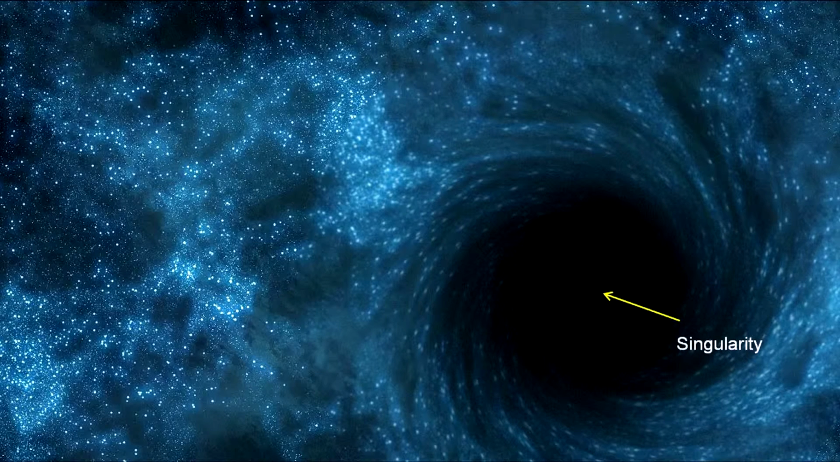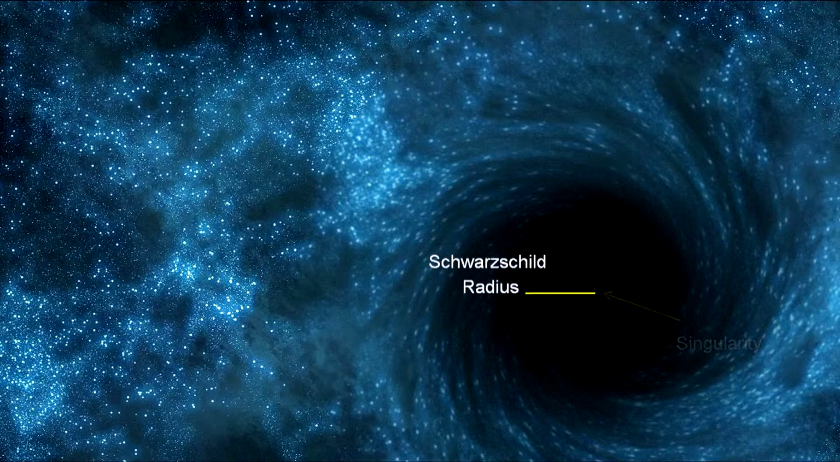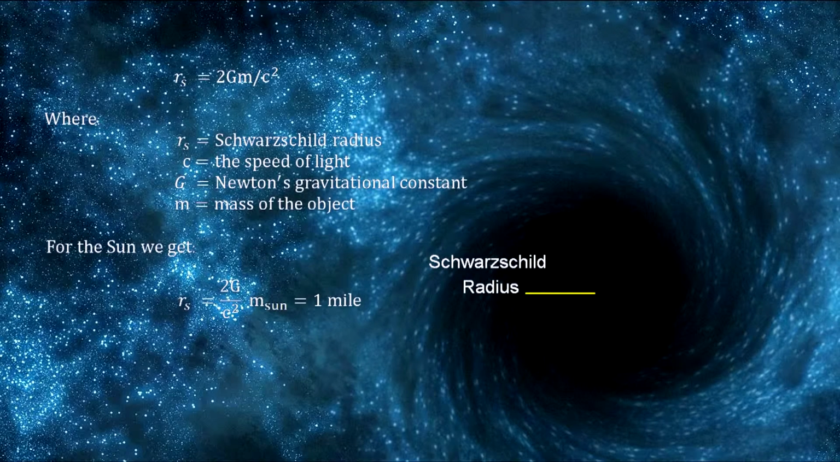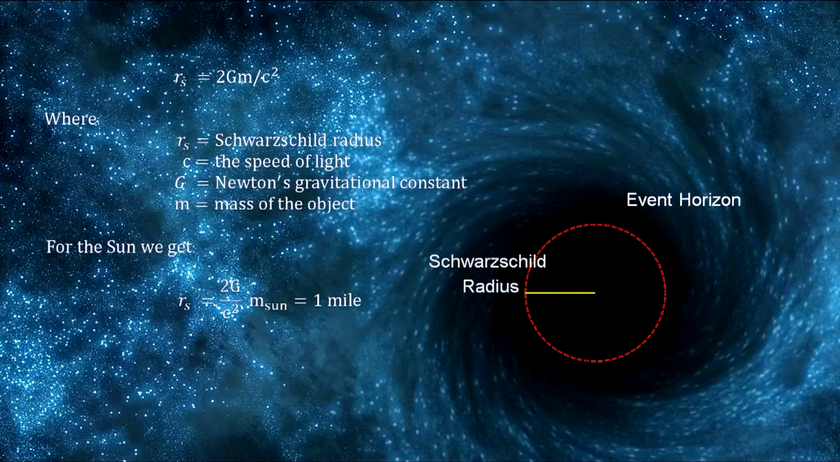Carl Schwarzschild, a contemporary of Einstein, solved his equation for the special case of a non-rotating sphere. He found that although the diameter of the singularity is 0, the radius at which light would be captured depends entirely on the mass of the black hole. This is called the Schwarzschild radius, and it defines the event horizon.